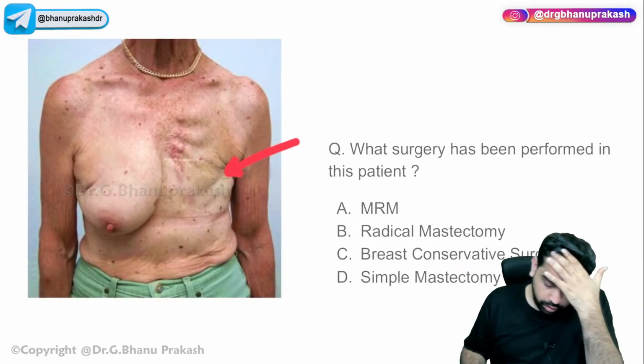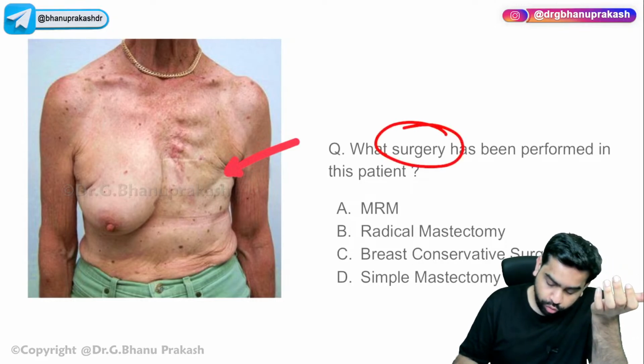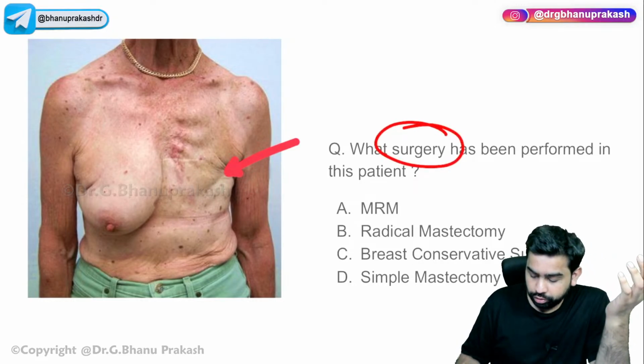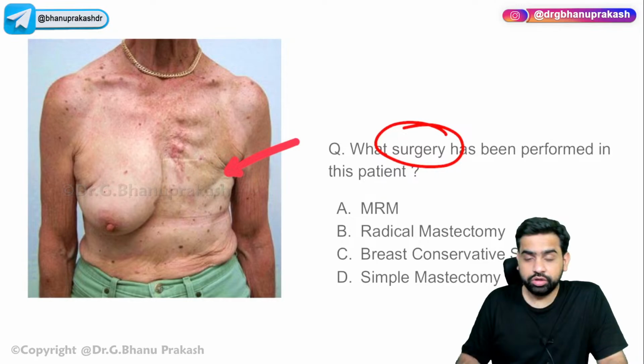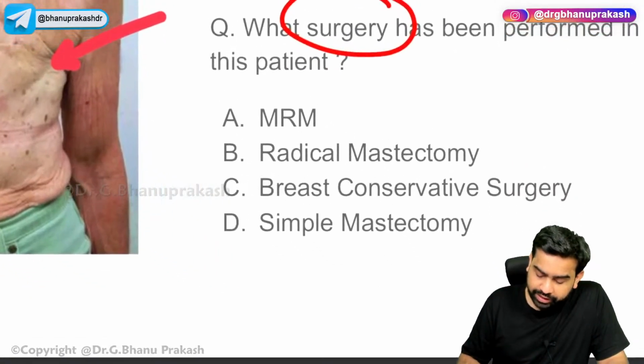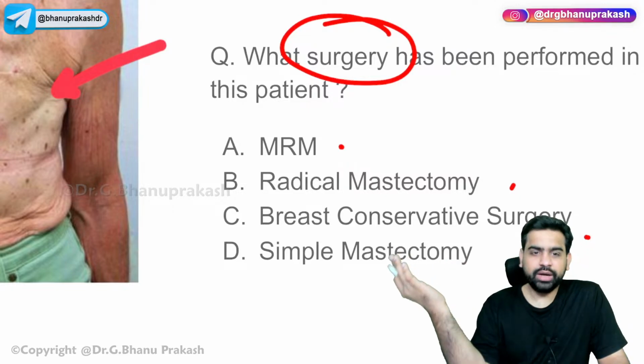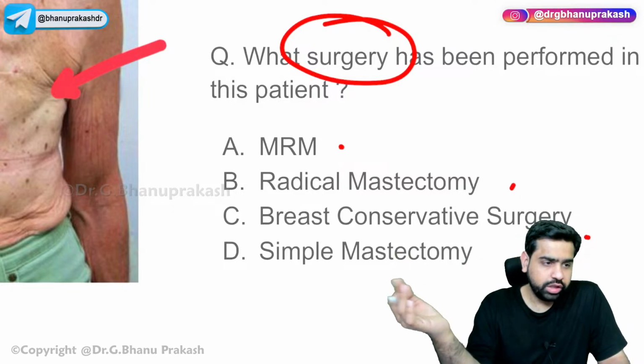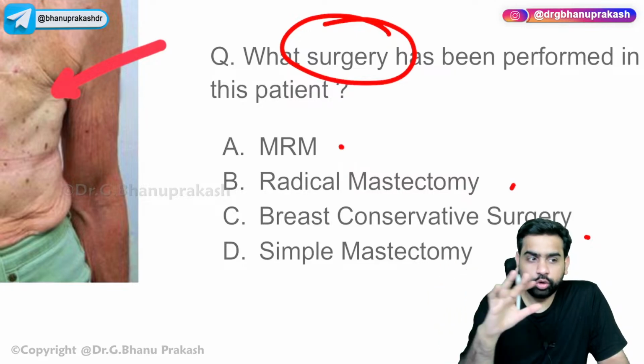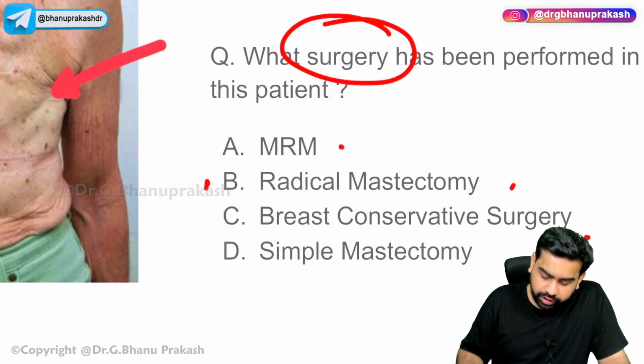Okay, now what surgery has been shown in this particular image? Just try to tell me which surgery is shown in this image. Is it the modified radical mastectomy, radical mastectomy, breast conservative surgery, or the simple mastectomy? Not a very important image. They might not even show you this, but all I'm trying to make you understand is this is not a modified radical mastectomy. This is a radical mastectomy.